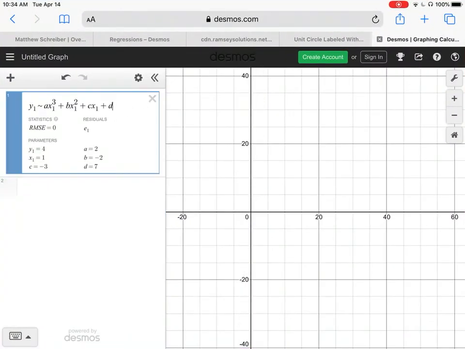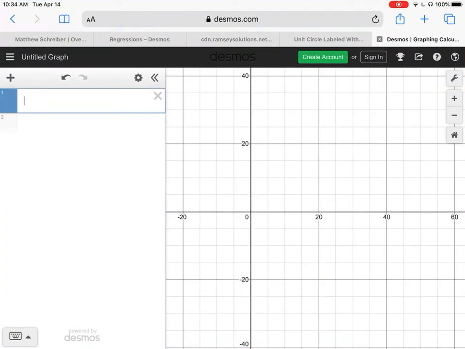Whoops, I've already got it in here. We'll start over. Okay, to do regression in Desmos, first thing we need to do is give it a table of values to consider. So I'm going to tap that plus button, and then I need to enter a table. And since I wrote down those values on another page, I can start entering those in.